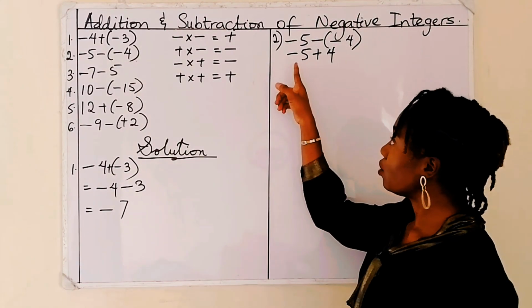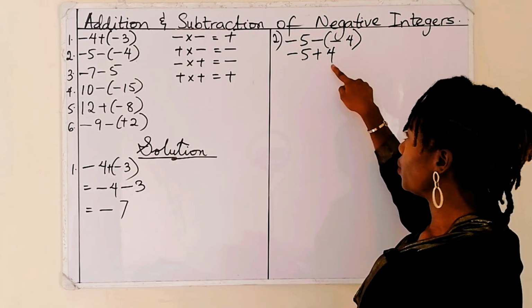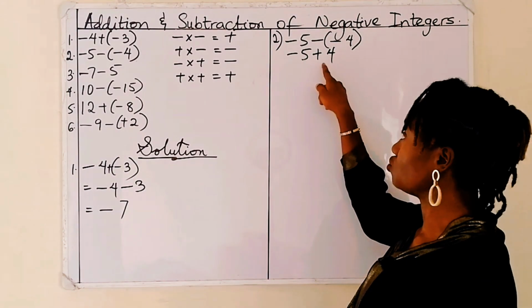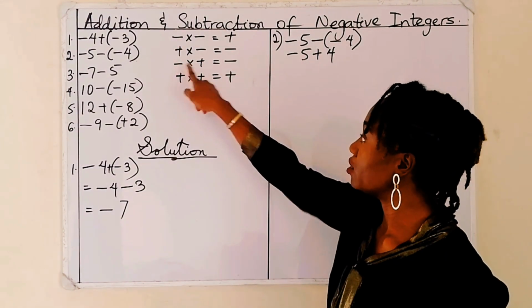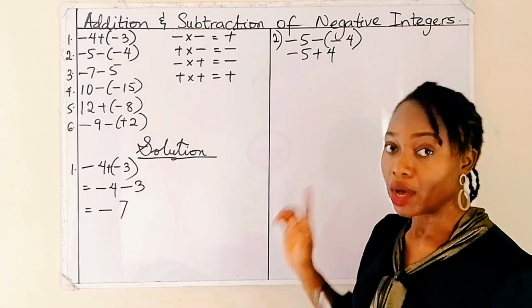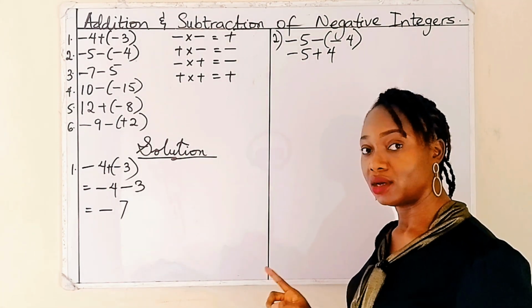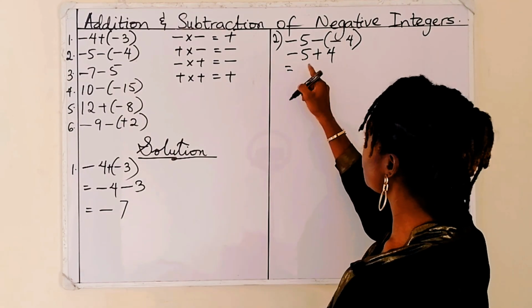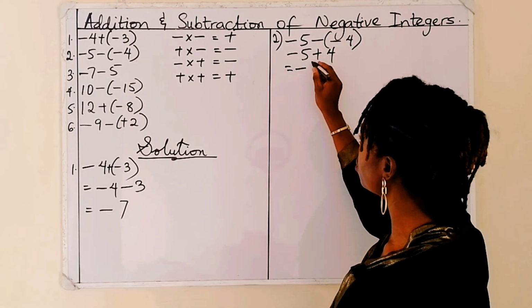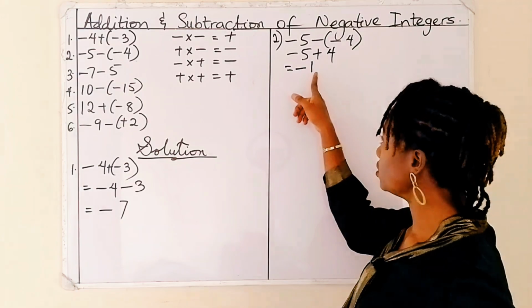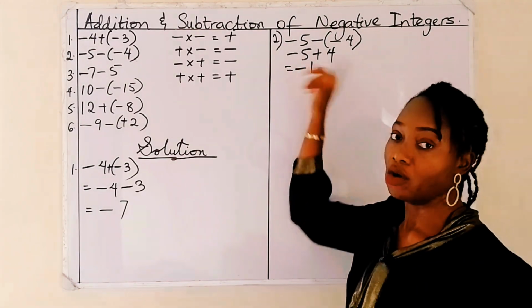Now, remember when we are subtracting a positive number from a negative number, it simply means that we're going to subtract, because minus times plus is what? Minus. So we're going to subtract, but we'll take the sign of the bigger number as our final answer. Then -5 plus 4 equals -1. We subtracted, right, which gave us 1, and then we took the sign of the bigger number of 5.